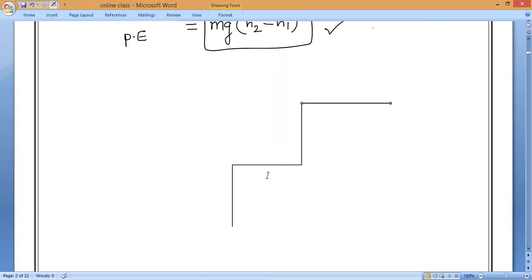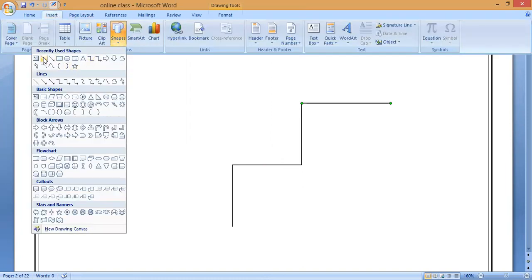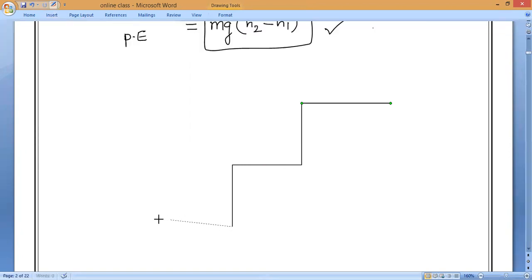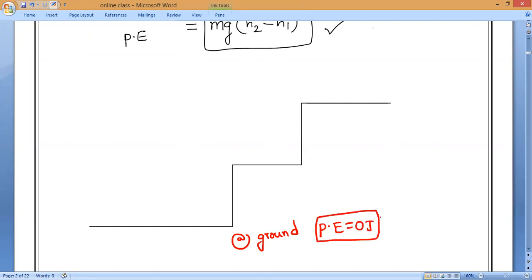Okay. Now let us take, I started moving from the ground. So let me draw the ground also. This is my ground. All of you observe very carefully. Now at the ground, what is the potential energy? Zero, sir. At the ground, potential energy is equal to zero, because height h is equal to zero. So potential energy is equal to 0.